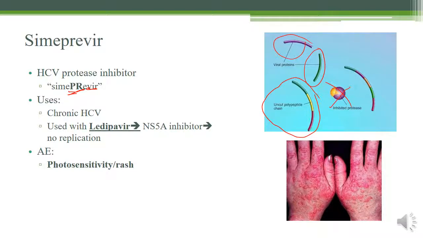Oftentimes we add another drug called Cidofovir. Cidofovir, you don't really need to know the mechanism as of now, but it's becoming much more common in that it inhibits this protein called NS5A. And this NS5A prevents replication of the virus. And when you use them both together, it has a really good effect in inhibiting the hepatitis C virus, almost to the point that we've pretty much found a cure for hepatitis C. The adverse effects for Simeprevir are going to be photosensitivity and a rash.